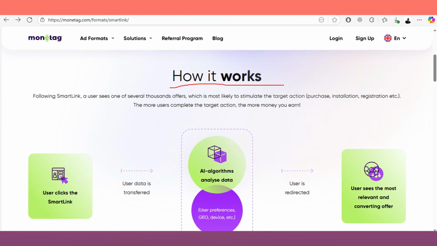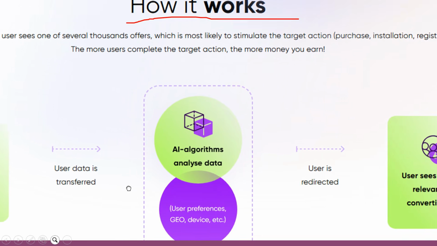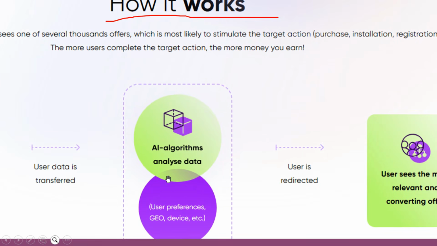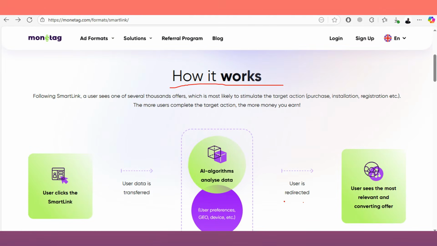Now, how it works. If you paste your smart link on your social media post, and the user clicks on it, then the user data is transferred. The AI analyzes the user's data based on geolocation and the device. Then that user is directed to relevant offers. So that's how the system works.